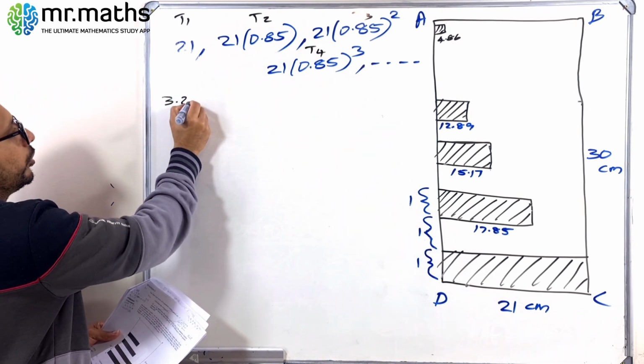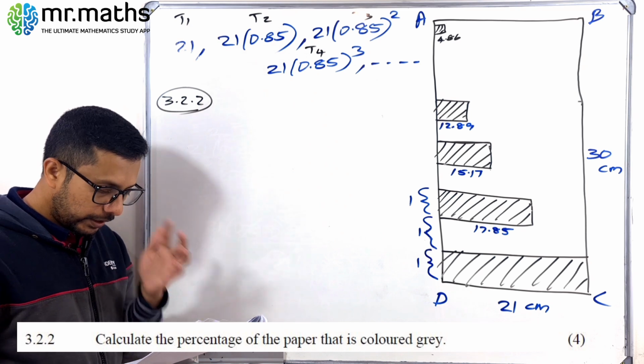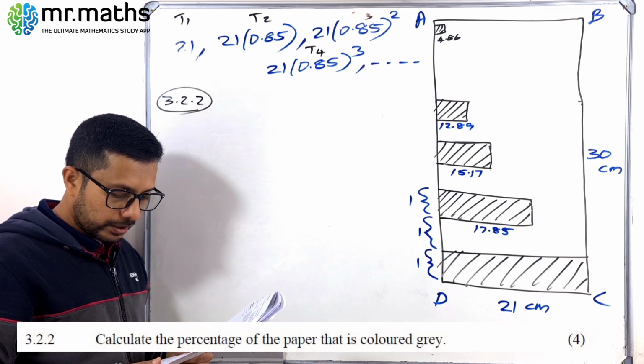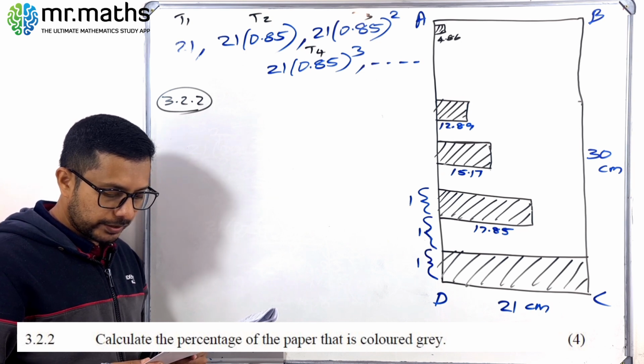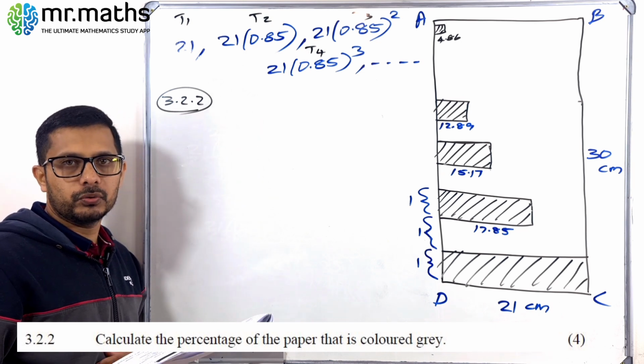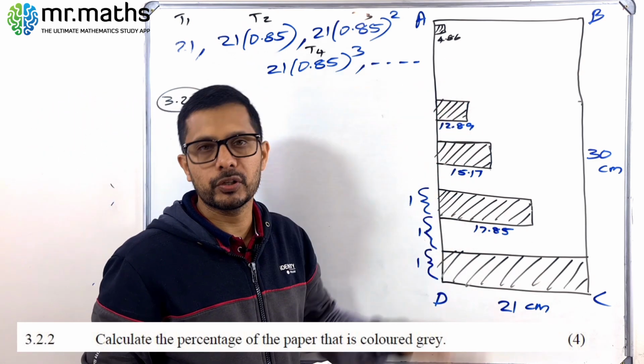Question number 3.2.2. What is that question? Calculate the percentage of the paper that is colored gray. You have to find the percentage of the paper that is colored gray. That is what you want to find.